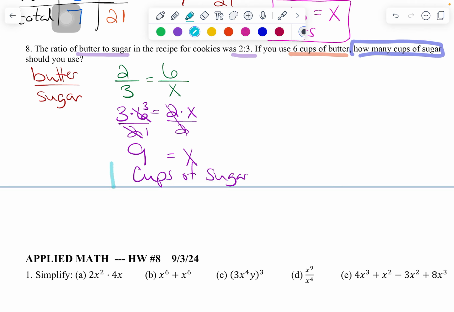Sure, we'll write it all out. Okay. All right, so that's the end of problem number 8 for Notes 8.